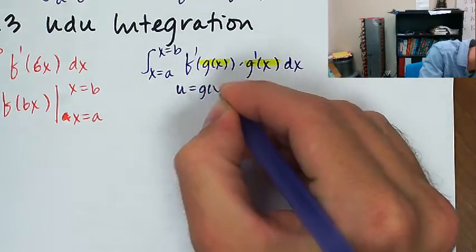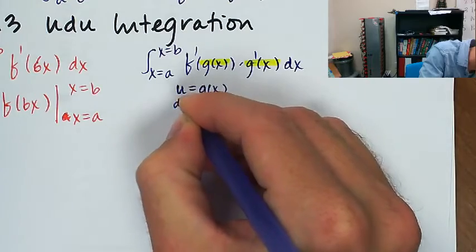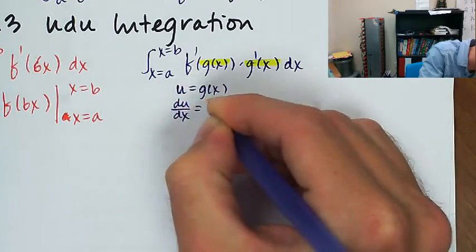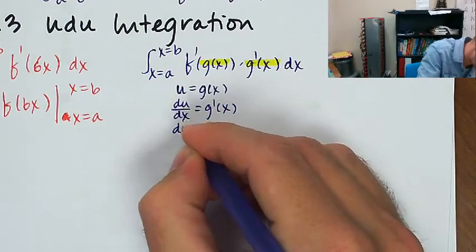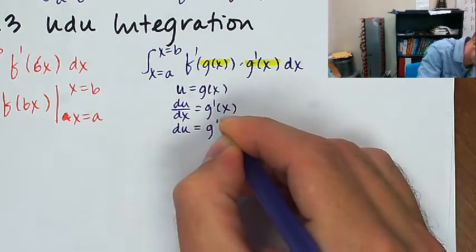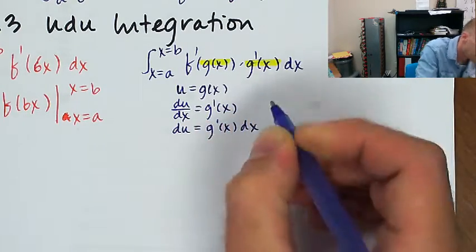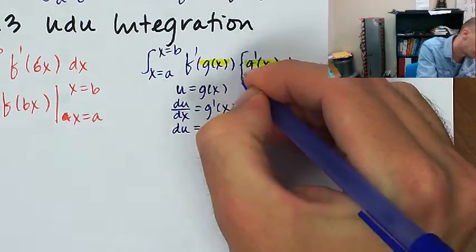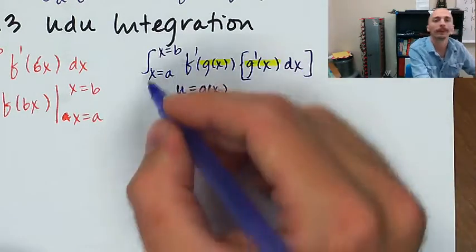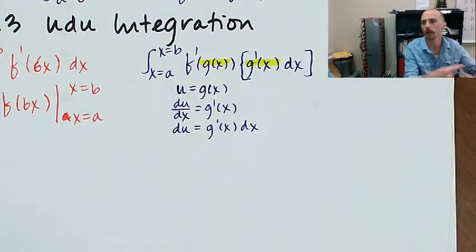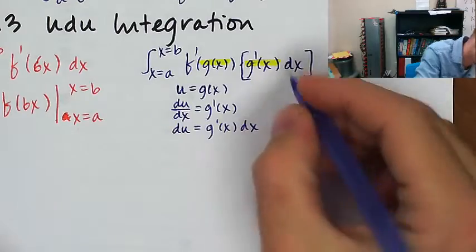u is equal to g of x. So then du/dx is equal to g prime of x. And then we multiply both sides by dx, and I get du is g prime of x dx. And it's like, oh, look, I've got g prime of x dx right there, and I'm going to make that into du. But if it's a definite integral, I need to make sure I convert my bounds as well, so that I don't have to go back into x's at the end, because that's just way too much work.